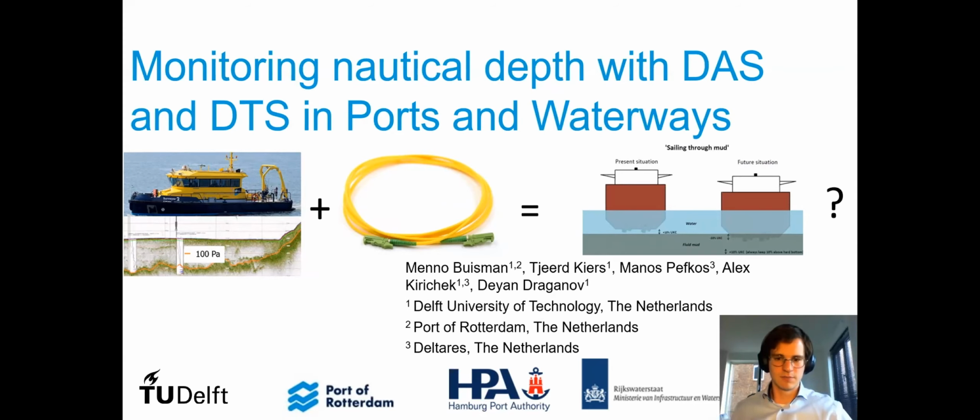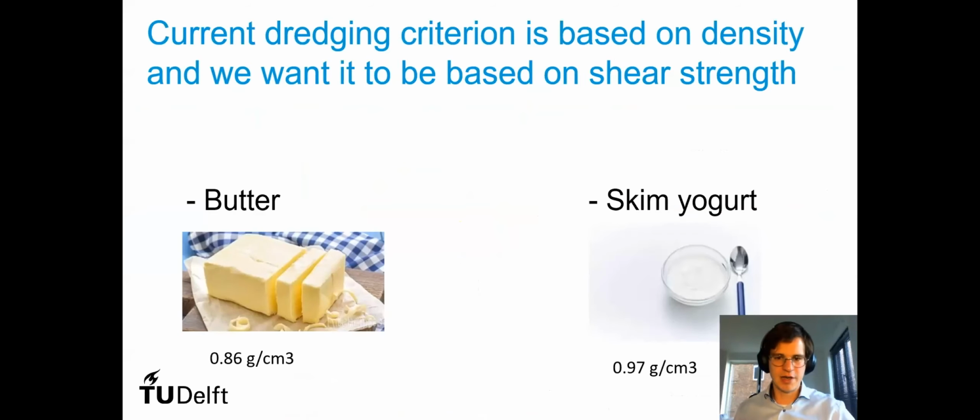The motivation behind changing this criterion from density to shear strength is that fluid mud is a quite complex fluid that can differ in strength, like dairy products, for instance. In this example, the butter is considered to be easier to sail through than skim yogurt. Yet due to the difference in shear strength, the skim yogurt would be much better to sail through. The reason why this criterion is still predominantly based on density is that estimating density from a mud sample is way easier than estimating the shear strength. Our job is to find out if we can derive shear strength with DAS to make this change.